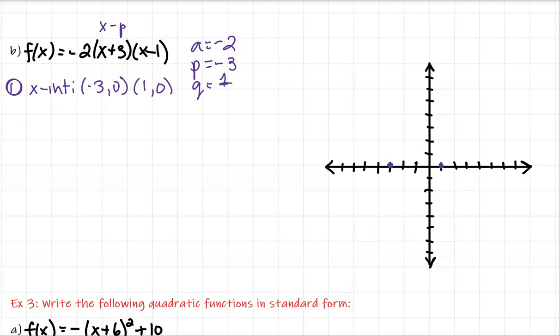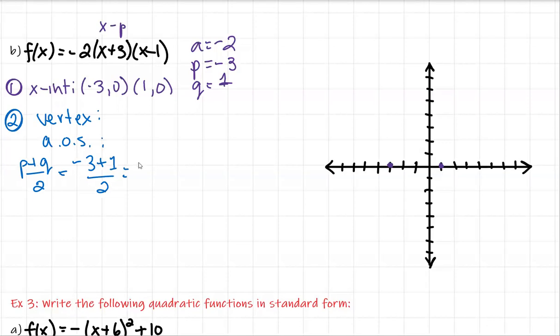And now our second step is to do our vertex and axis of symmetry. So then for our axis of symmetry, remember it's just again P plus Q over 2. So that's going to be negative 3 plus 1 over 2. Negative 3 plus 1, that is negative 2 divided by 2 is negative 1. So we know our axis of symmetry goes through negative 1 on the x-axis.